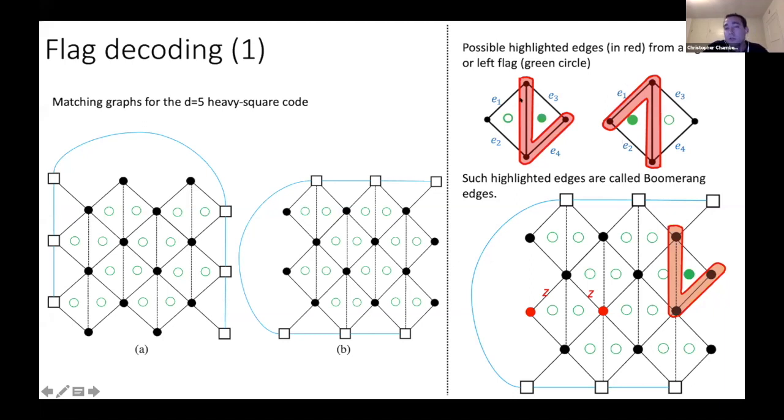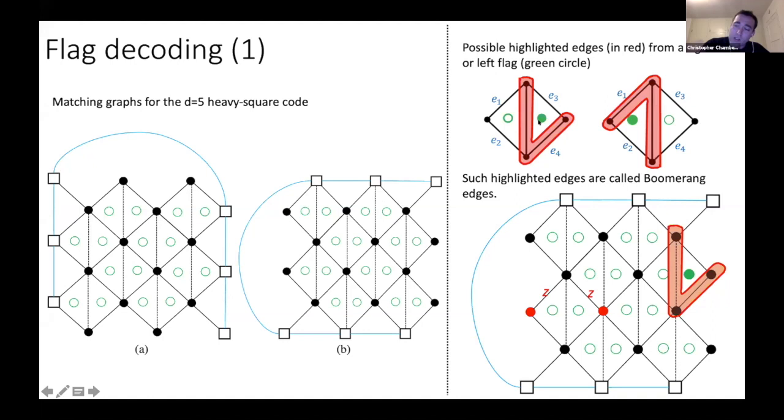So these weight 2 errors, the way that I represent them is to add a cross edge to the matching graph. And this edge doesn't correspond to physical qubits, but if the edge is chosen, then you would project to a weight 2 data qubit error, in this case, E3, E4, or equivalently E1, E2. And these edges are going to have infinite weight unless a flag qubit occurs.